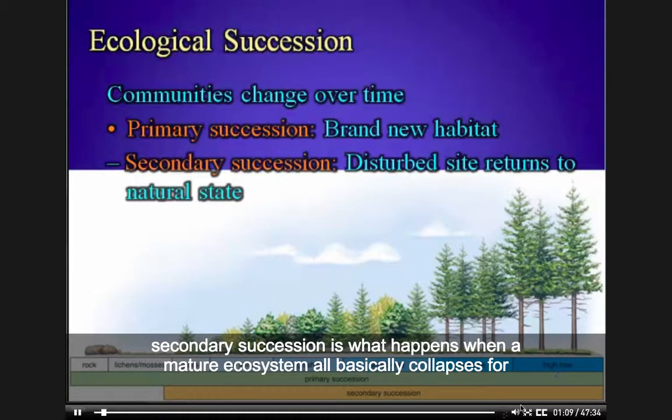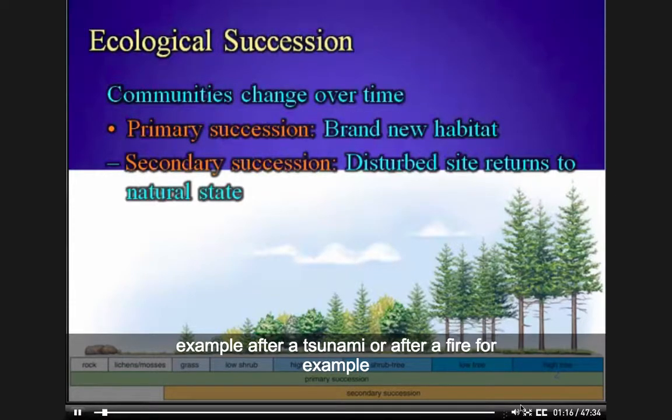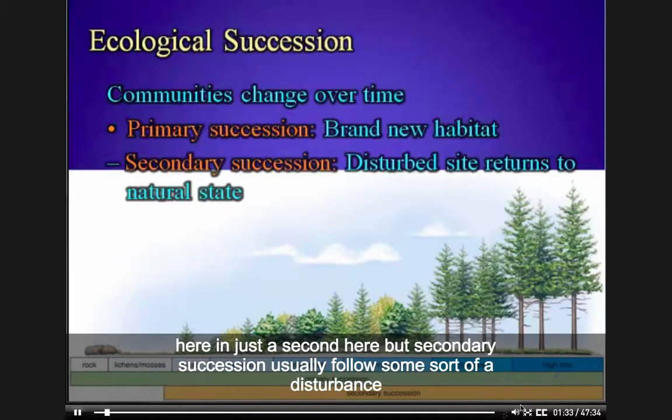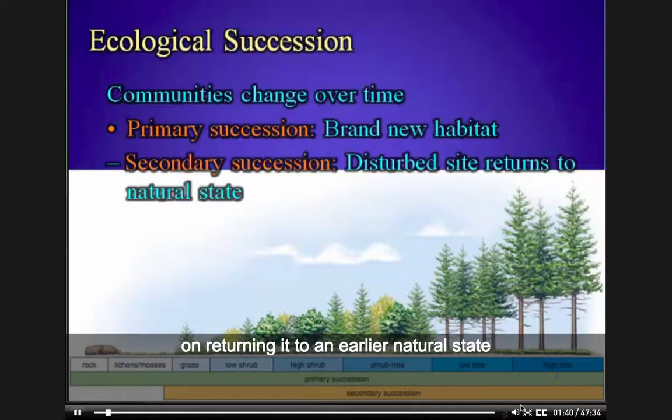Secondary succession is what happens when a mature ecosystem basically collapses, for example, after a tsunami or after a fire. Most things are wiped out, but not everything. The ingredients that are required to have that system recover are still already there. And we're going to compare and contrast between these two here in just a second. But secondary succession usually follows some sort of a disturbance, returning it to an earlier natural state.